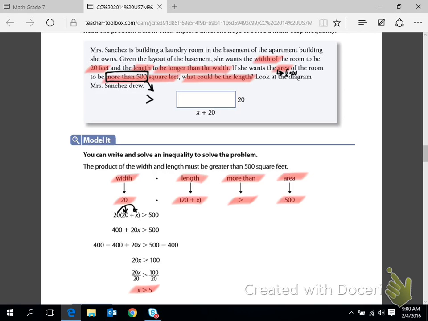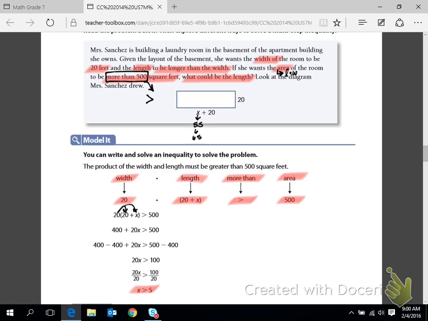So what numbers are greater than 5? 6, 7, okay. Could you have fractions? Yes. Could you have decimals? Yes.